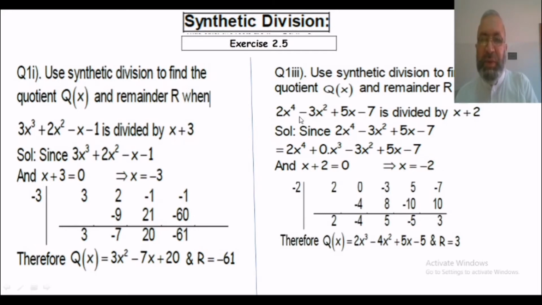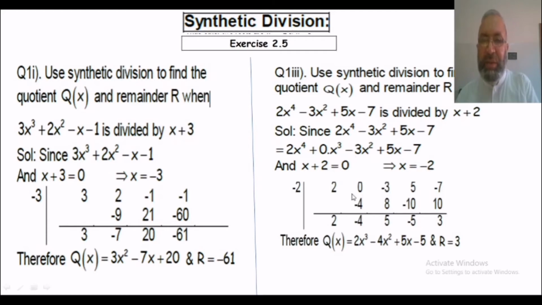Next, the first step is to write this equation in ascending or descending order. In descending order, this equation becomes 2x⁴, and the x cube term is missing. So for the missing term we write 0: plus 0x³ − 3x² + 5x − 7. Now write the coefficients of the equation in descending order: 2, 0, −3, 5, −7. These are the coefficients, and the division is by x = −2.